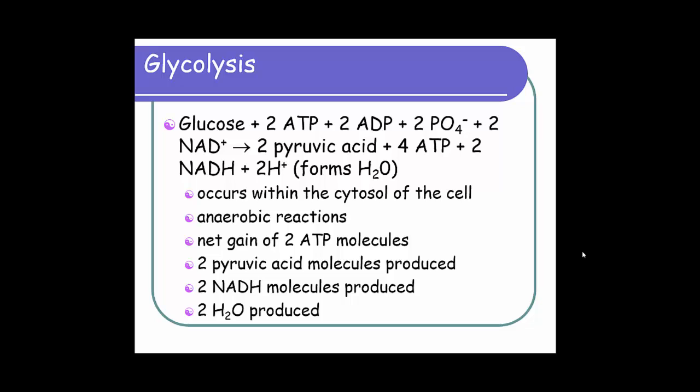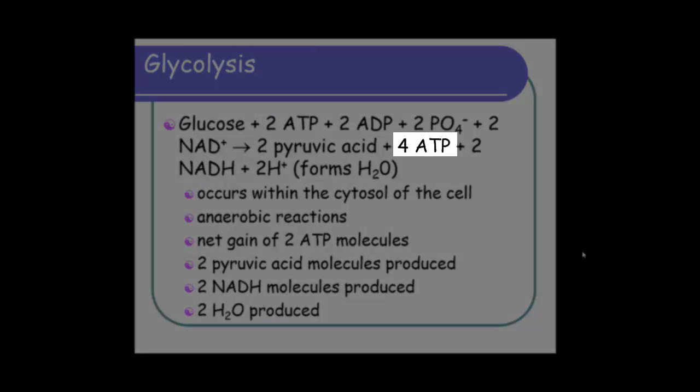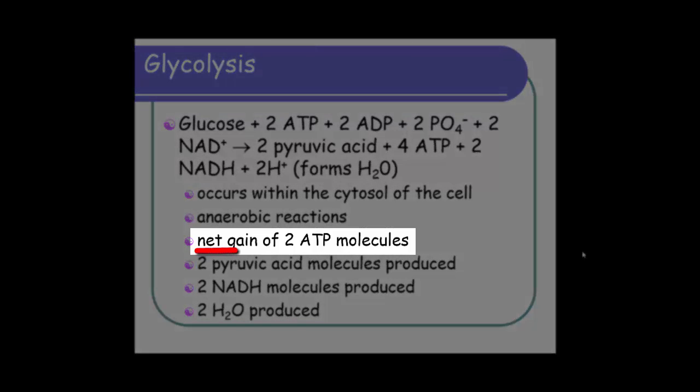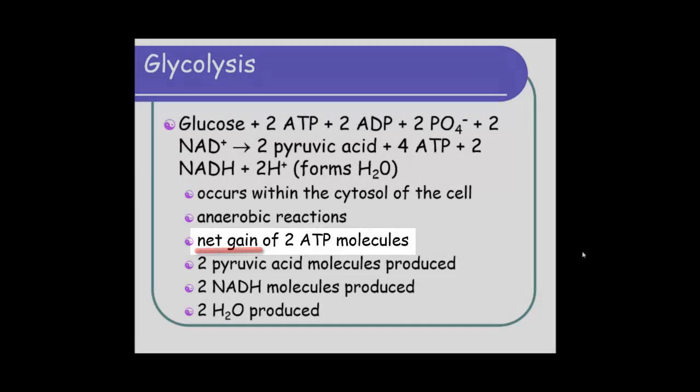They are anaerobic reactions. Does not matter if oxygen is present or not. Glycolysis will run as long as there is substrate and enzymes present. A net gain of 2 ATP molecules. Now you may say, wait, we had 4 ATP. Yes, but remember, we used 2 to begin with. We have to pay those back. So we gain 2 ATP overall. 2 pyruvic acid molecules are produced, 2 NADH molecules, and 2 water molecules are produced.